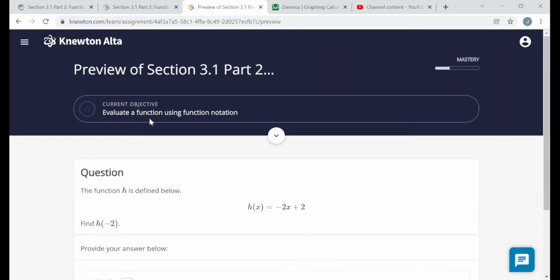Alright, so here's an evaluate a function. So this time, instead of giving you the output and asking for what inputs you need, you're given the input and say, what's the output? Now, these are functions, right? So each input should give you one output, right?